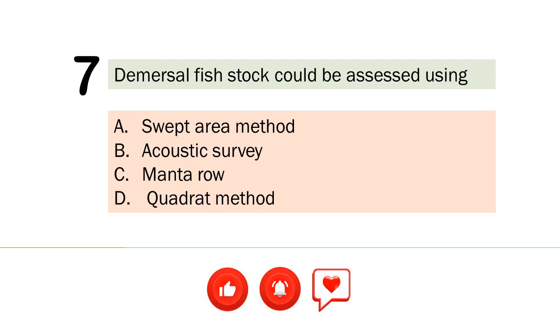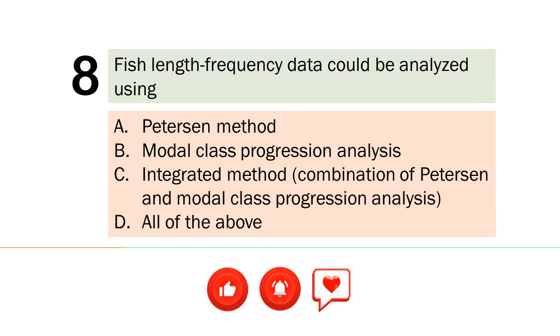Question number 7. Demersal fish stock could be assessed using A. Swept area method. B. Acoustic survey. C. Manta tow. D. Quadrant method. The correct answer is letter A. Swept area method.